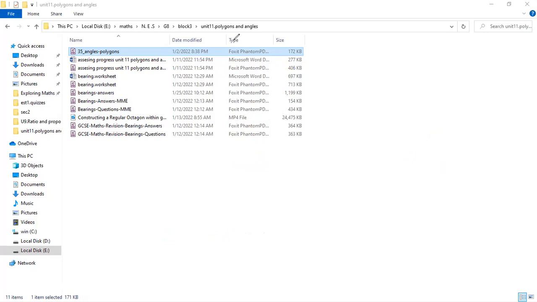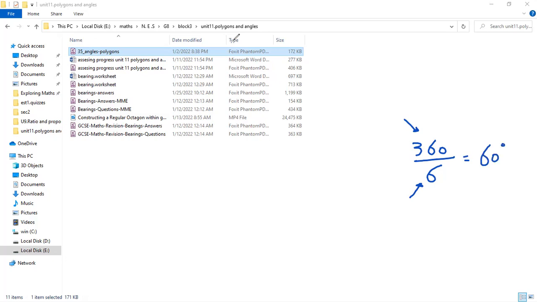Calculate the size of the exterior angle of a regular hexagon. We have two ways. The first way is to divide 360 by 6. Why 360? Because all exterior angles of any polygon equal 360. Why do I divide by 6? Because I have 6 exterior angles. So 360 divided by 6 equals 60 degrees.